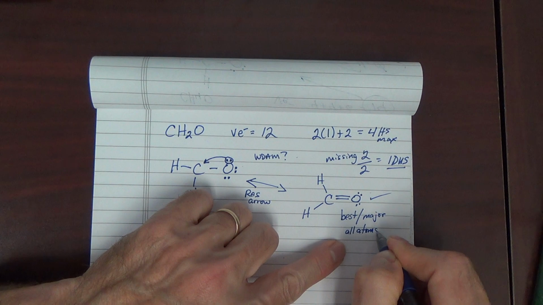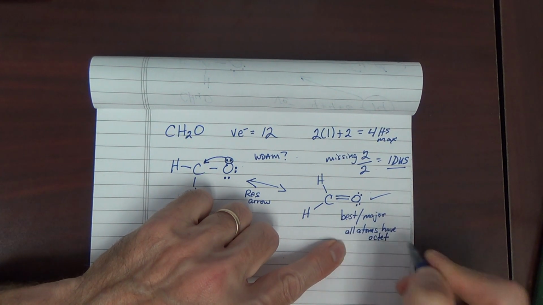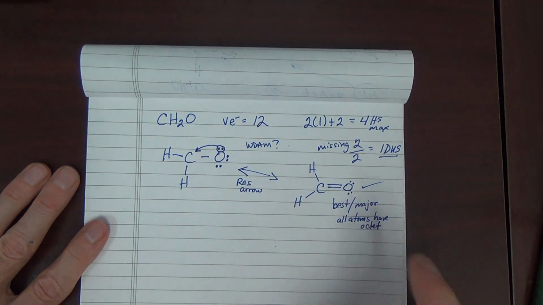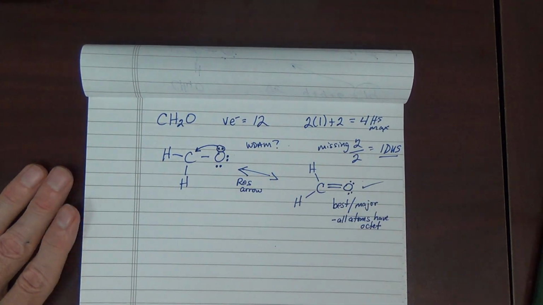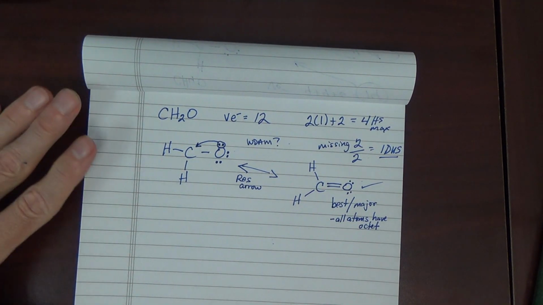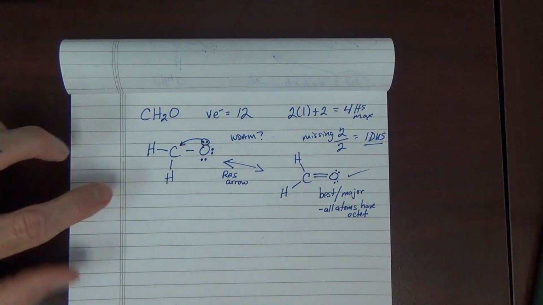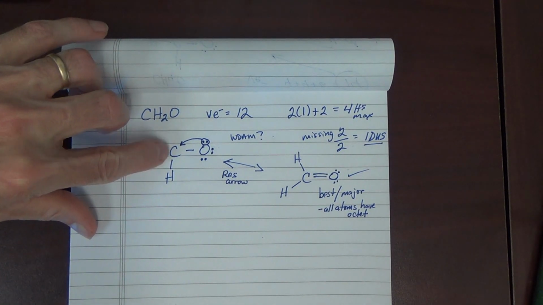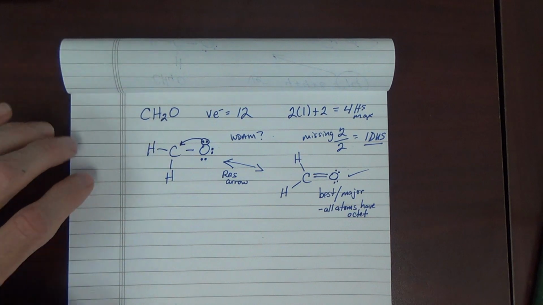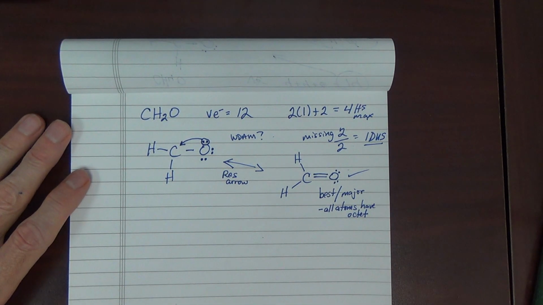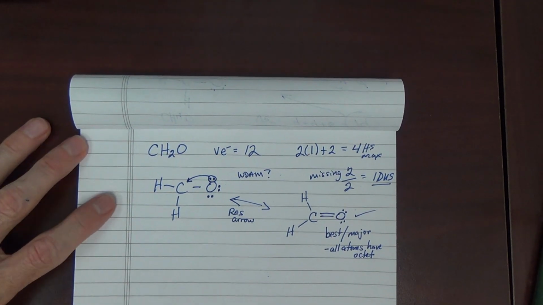All atoms have octet. Now again, I'm referring to heavy atoms. Over here, the carbon does not have an octet. Not as good of a structure. But let's look over here.